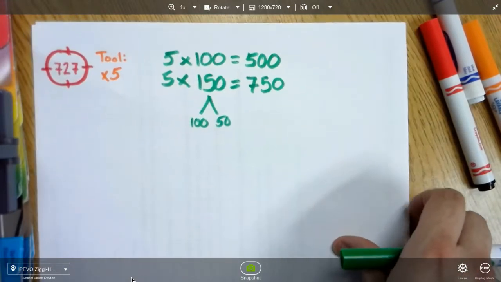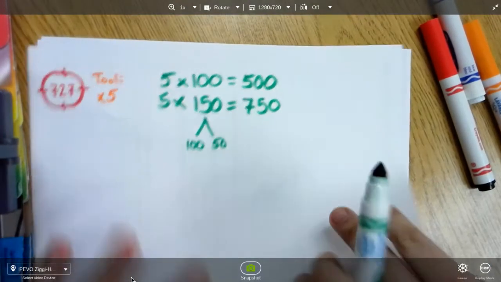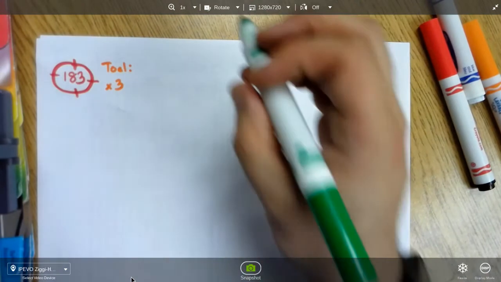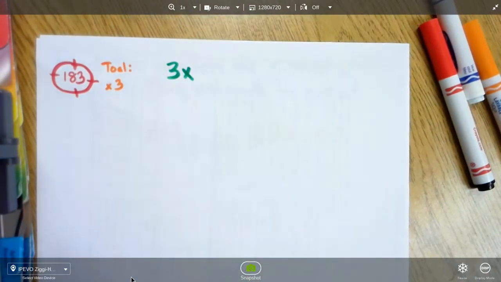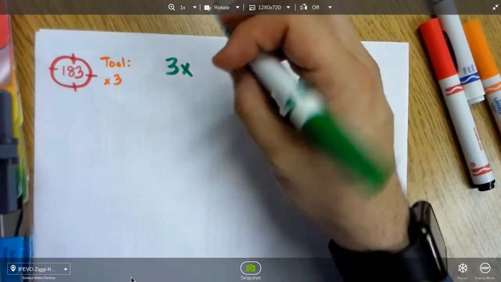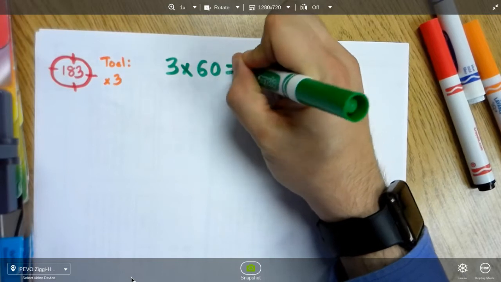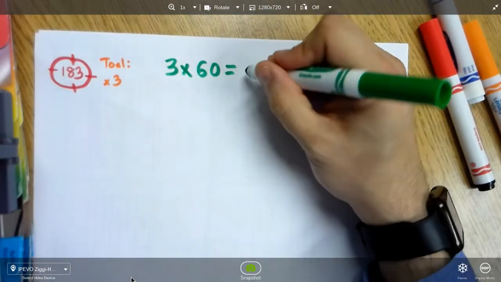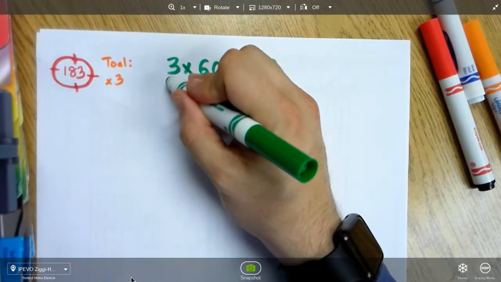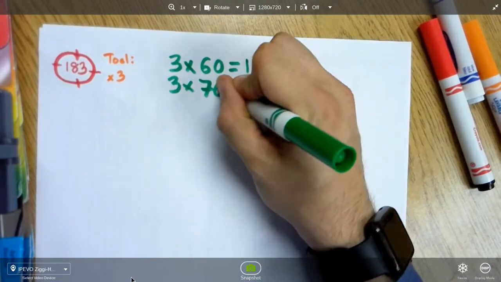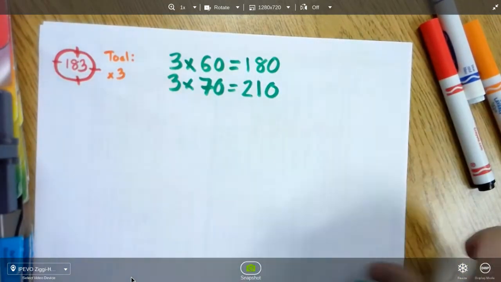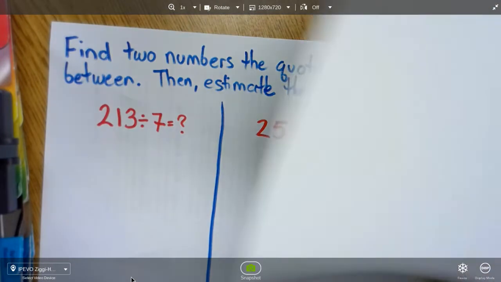You're probably wondering, gee, how is this helping with the division? You'll see in just a second. So now we've got 183. Our tool that we're using here is going to be times 3. So let's see. 3 times 5 is 15. So 3 times 50 would be 150. But what about 3 times 60? I know that 3 times 6 is 18. So 3 times 60 has to be 180. That's really close to 183. And if I wanted to go higher, let's try 3 times 70. 3 times 7 is 21, so 3 times 70 has to be 210. So again, we've captured it.